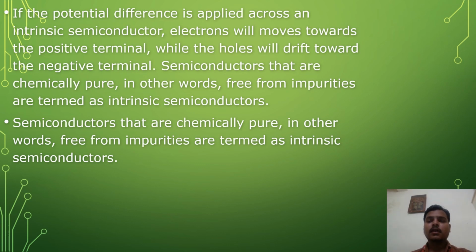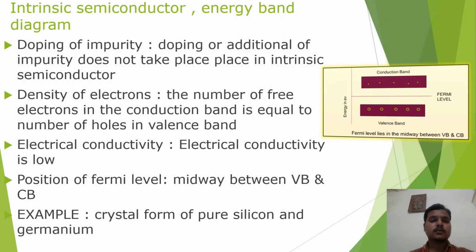You can see the image of an intrinsic semiconductor on the right side. It explains the semiconductor in pure form, a non-extrinsic semiconductor. Example, pure germanium, pure silicon. Semiconductors that are chemically pure, in other words free from impurities, are termed as intrinsic semiconductors.